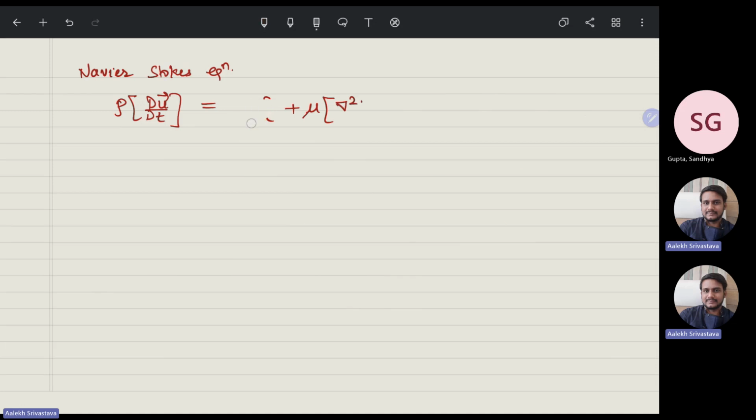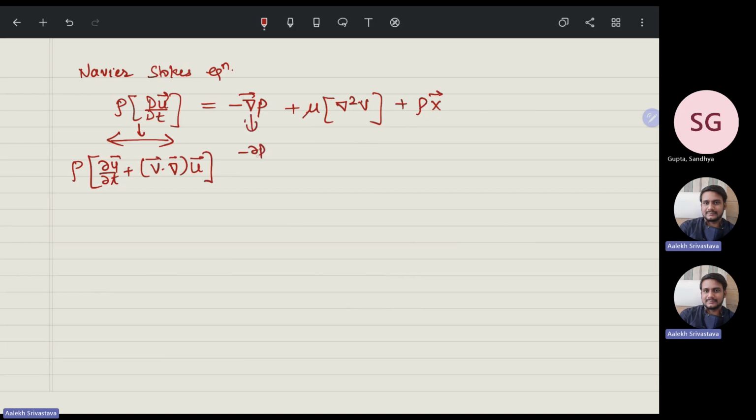I should write in vector form: minus grad p plus mu del square v plus rho x vector. So this is a material derivative and you just split it. It is like del u by del t plus v dot gradient of u vector. This is the pressure gradient term: minus del p by del x, del p by del y and del p by del z.